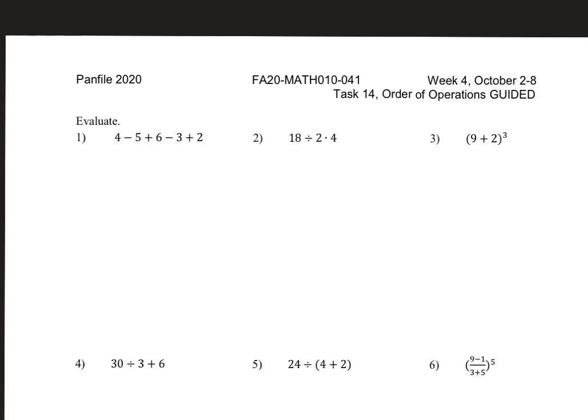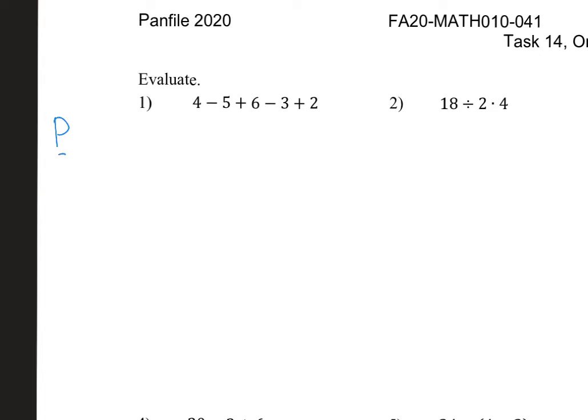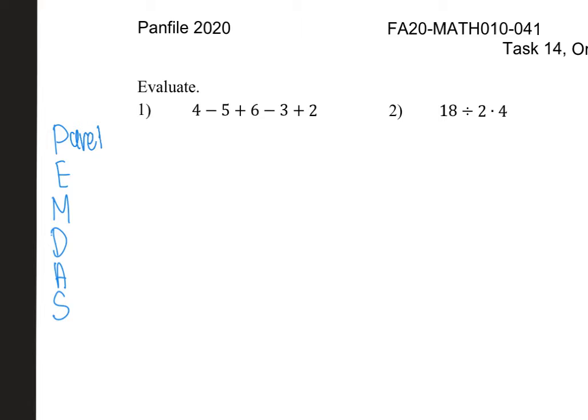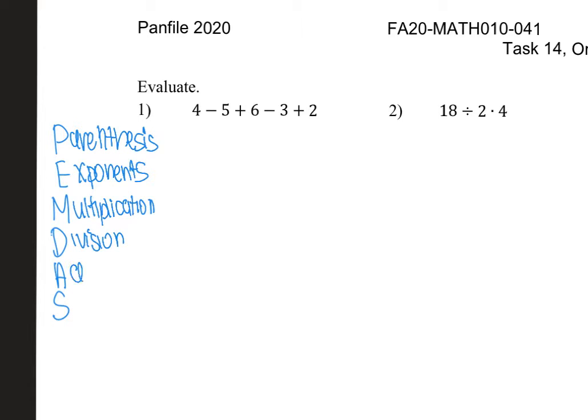So the reason why PEMDAS can be problematic, and I'll write it on the side here, is that when written like this, Please excuse my dear Aunt Sally, it's usually written upside down, where you have P for parentheses, E for exponents, M for multiplication, D for division, A for addition, and S for subtraction.